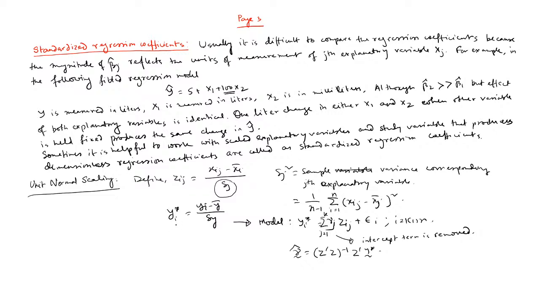Okay. Since this scaling has a similarity to standardizing a normal random variable, that is the z score, it is called a unit normal scaling.